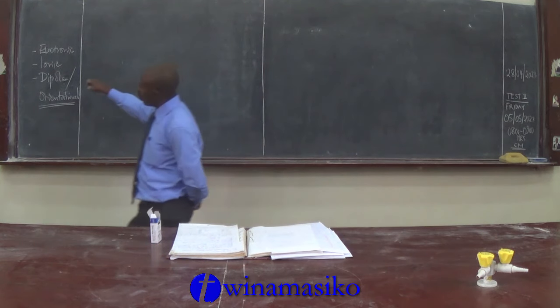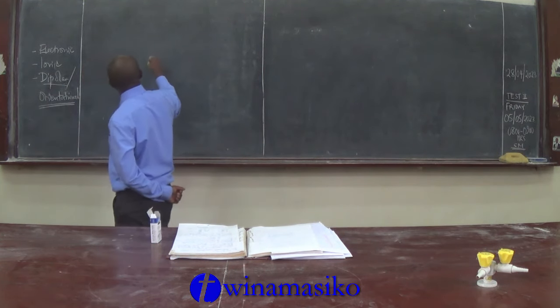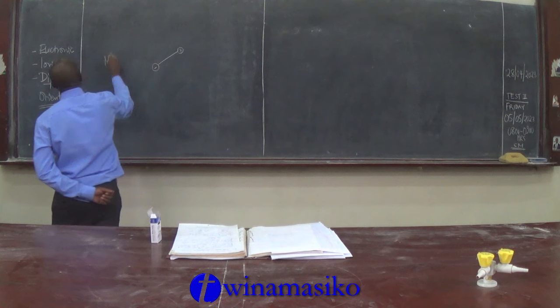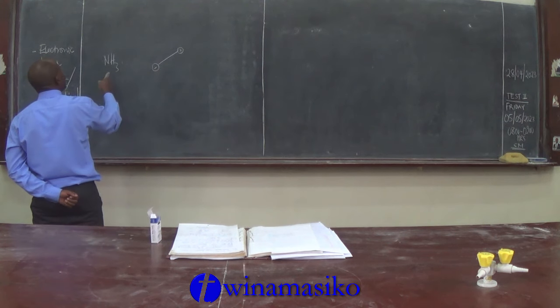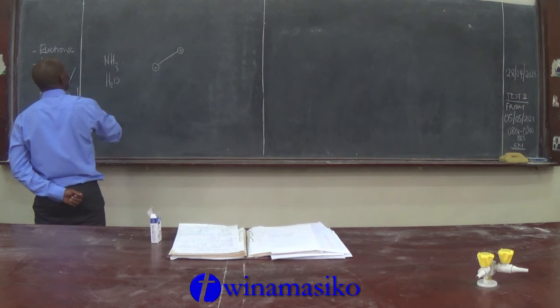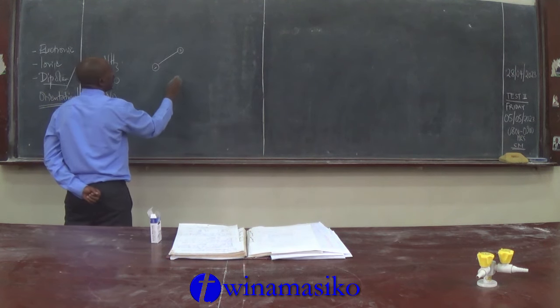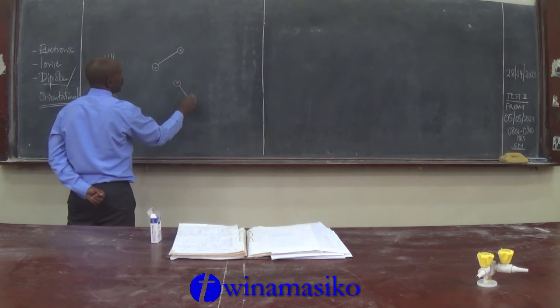This is the dipolar orientation. So you have a material which has electric dipoles, like ammonia, water, or nitrogen oxide. And when you have these dipole moments, at the beginning you have them oriented in different directions.